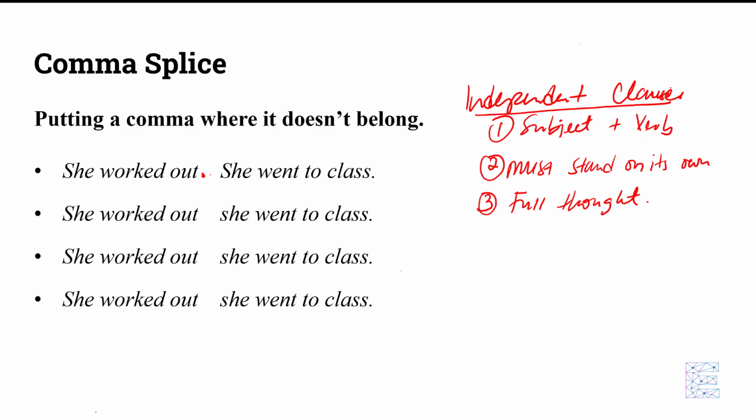The second way you can correctly punctuate 2 independent clauses is using a semicolon. So remember, with a semicolon, you have to have an independent clause on the left, and an independent clause on the right side of it.